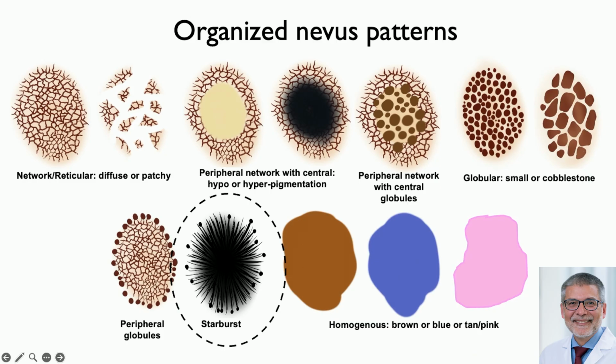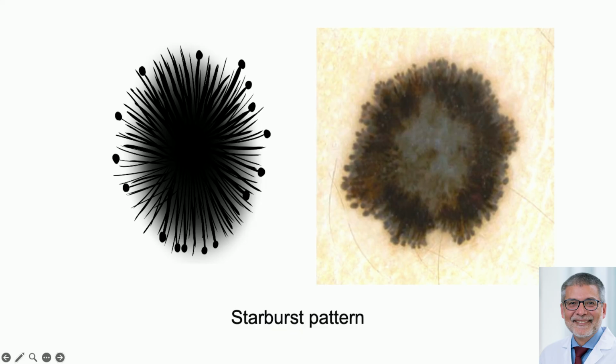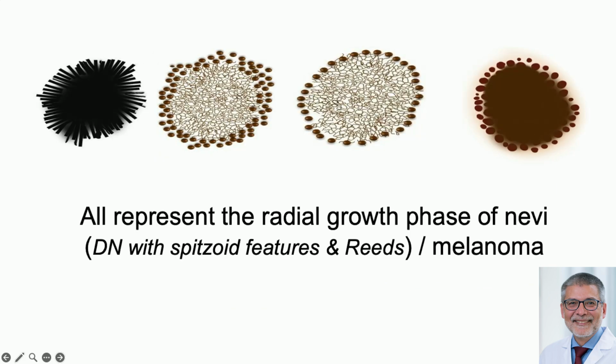Then we have the so-called starburst pattern nevus. This is a very unique pattern that occurs in a subset of Spitz nevi known as Reed's nevi. Okay, and this is what they look like, a really unique pattern. You'll recognize it the minute you put your scope on. You'll say, "Oh, this is a starburst pattern," and it is highly, highly, highly suggestive of a benign Spitz nevus, as I said, of a Reed's nevus.